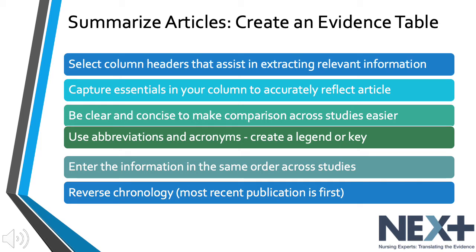To make comparisons easier, enter the information in each row in the same order. For example, in the sample column, you could always start with the total sample size, and then the next line would be the sample size for each study group. Use reverse chronology, with the first study row being the most recently published study, and the last row of the table would be the oldest study.